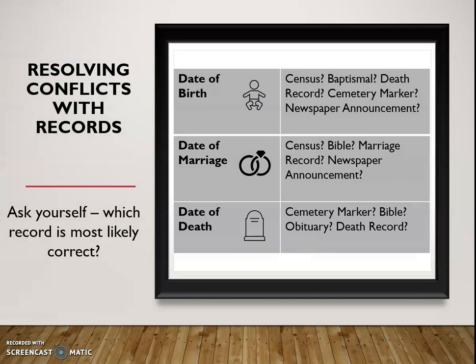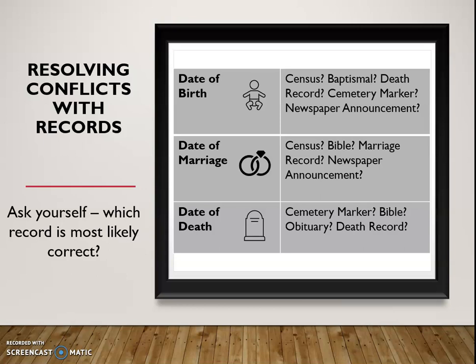And resolving conflicts with records, always ask yourself, which record is most likely correct? If you're looking for a date of birth, don't rely just on the census. Look at the baptismal. If it's their birth record, then you know that that's what you need. But if you don't have it, don't totally rely on the death record because it can be incorrect. Or the cemetery marker. That could be someone out there etched the wrong date in there, and you see that a lot.